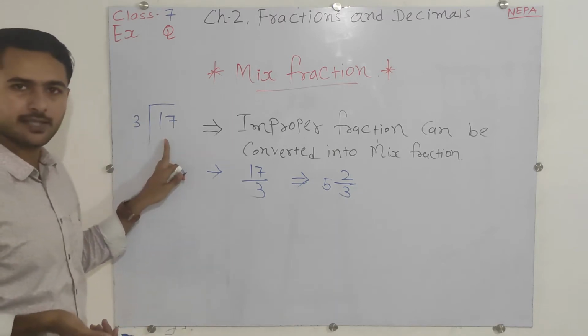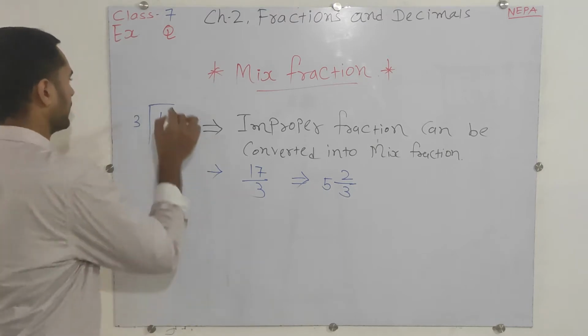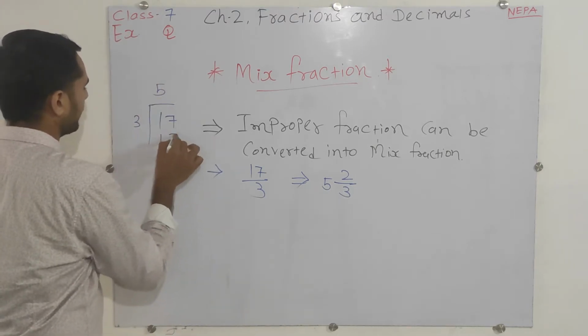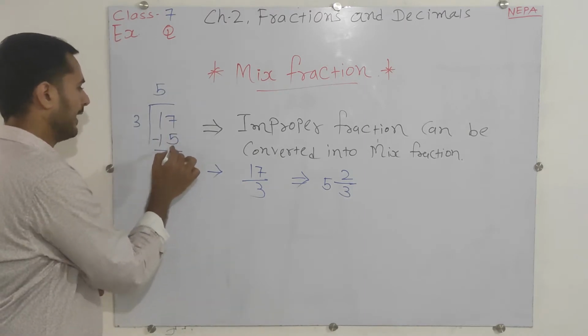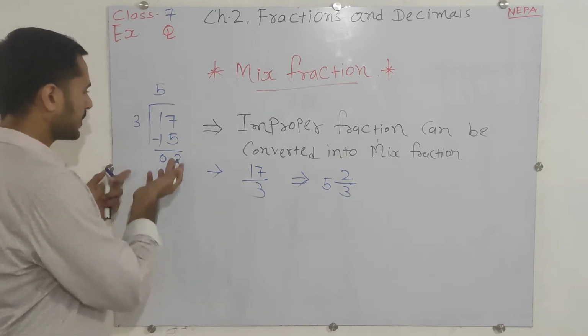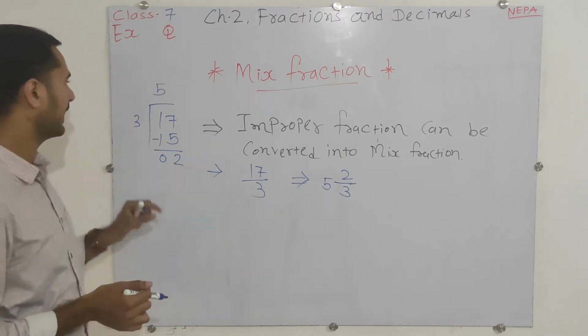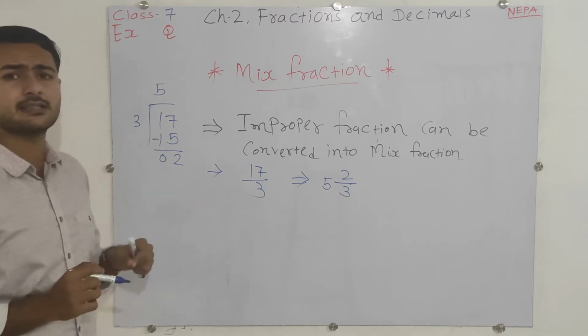18 is greater than 17, so I have to go with 3 5s are 15. Here 3 5s are 15. Now 7 minus 5 is 2, 1 minus 1 is 0. Can we do more calculation over there? No, we cannot. So right now the remainder is 2.